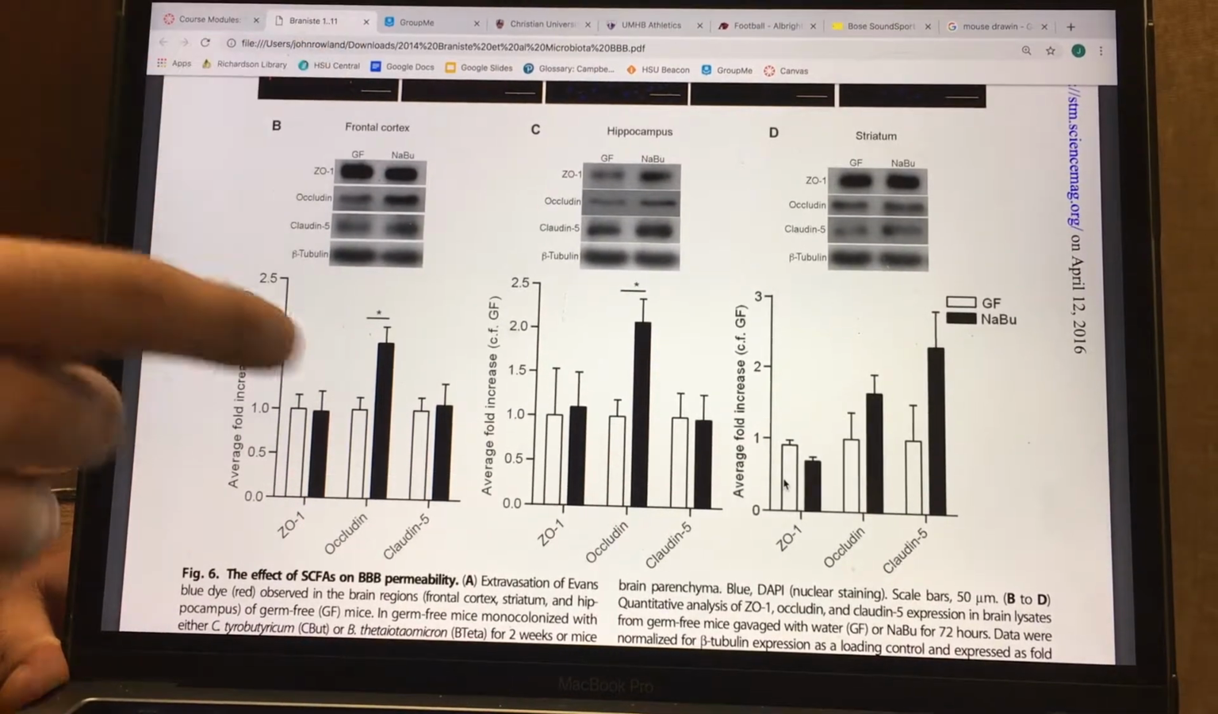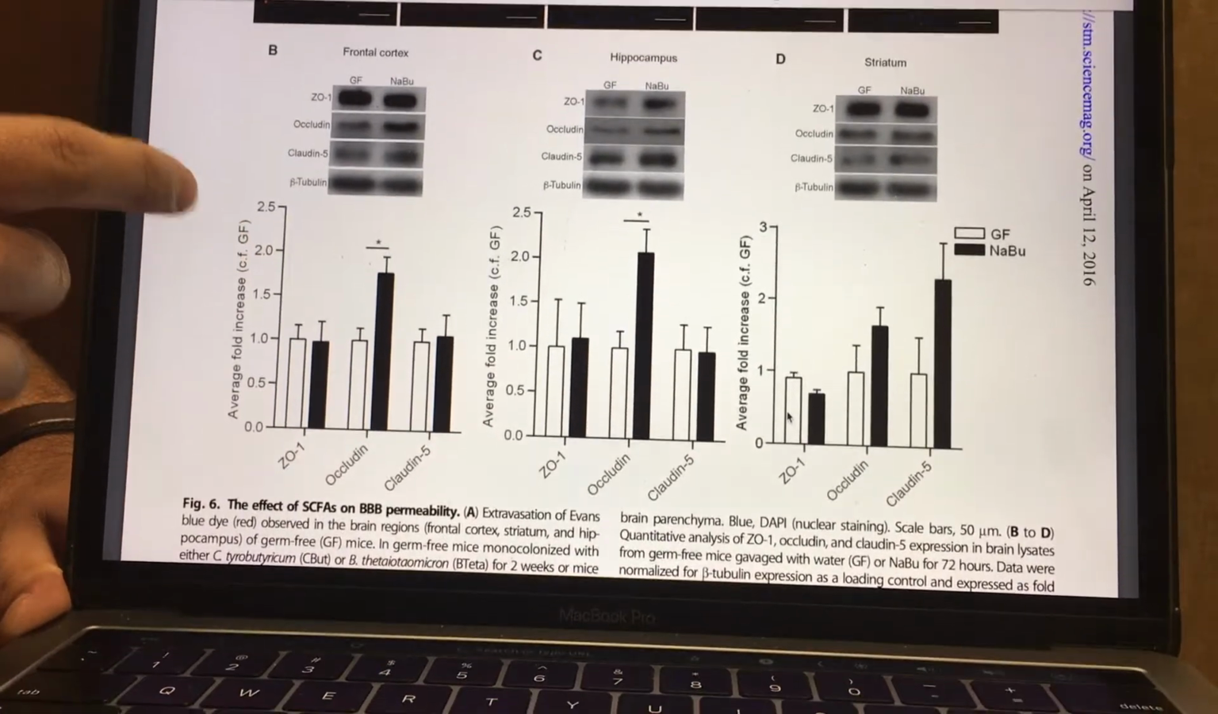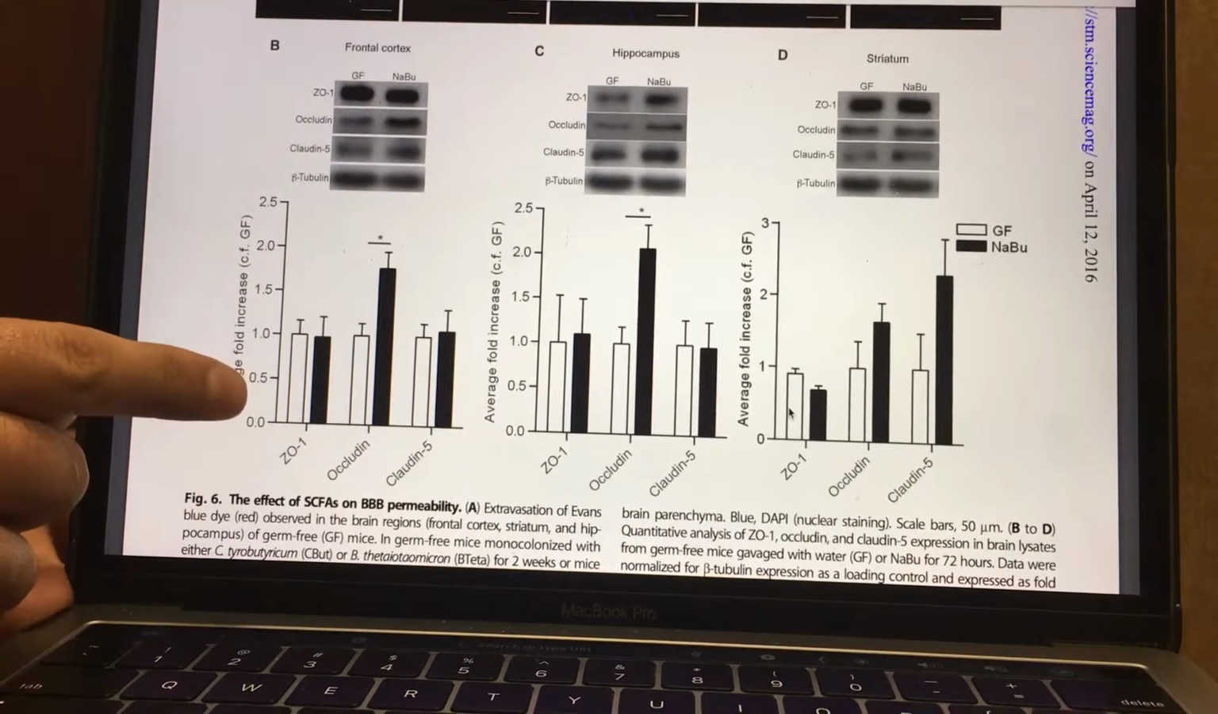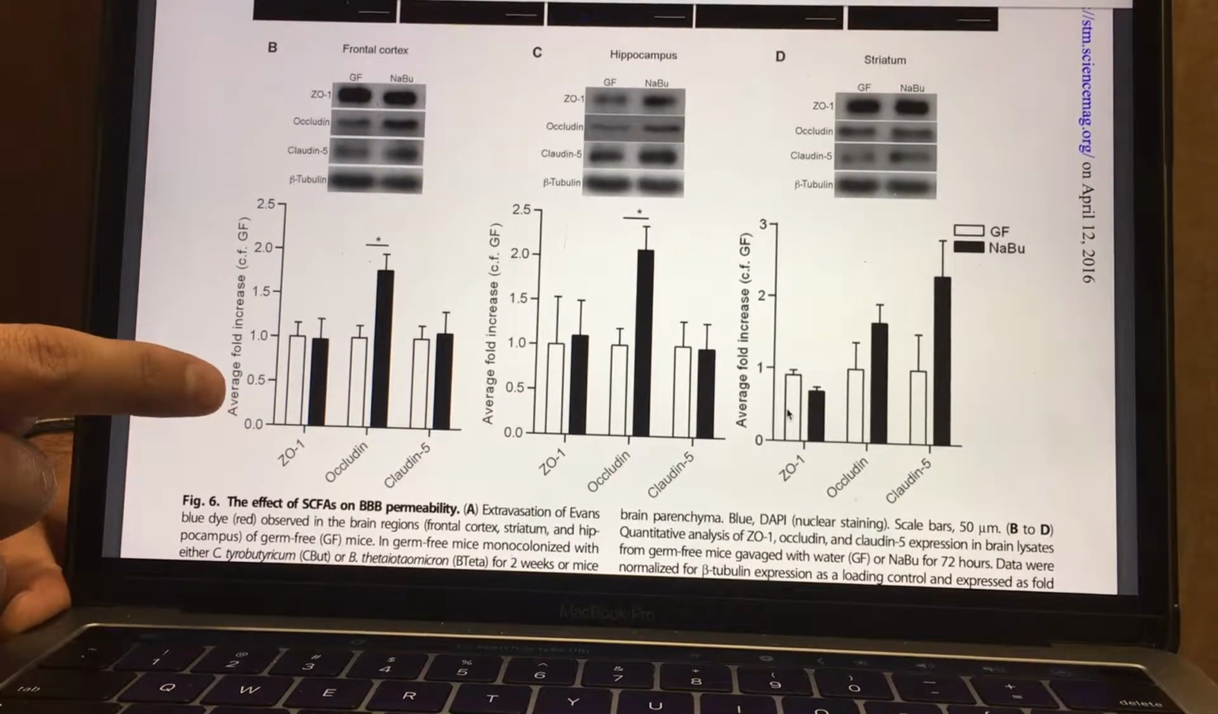And so after extracting the protein, they ran it through the Western blot. And then after they did the Western blot, they ran it through a program that told them a quantified number of how much they have.